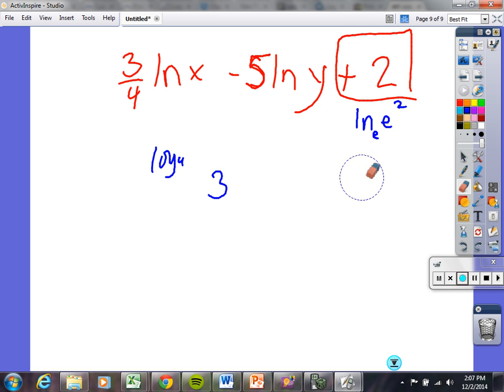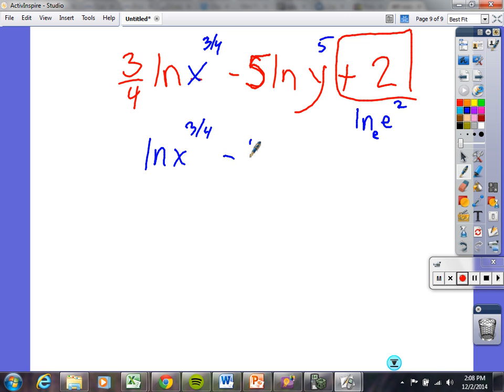All right, so here we go. So notice I have a plus, and this is all ln, so notice I'm going to bring this power up. Oh, that's not a 51, that's a 5. This is 3/4, this is 5, right? So another way is now ln of x to the 3/4 minus ln of y to the 5th plus ln of e squared. I have rewritten it.